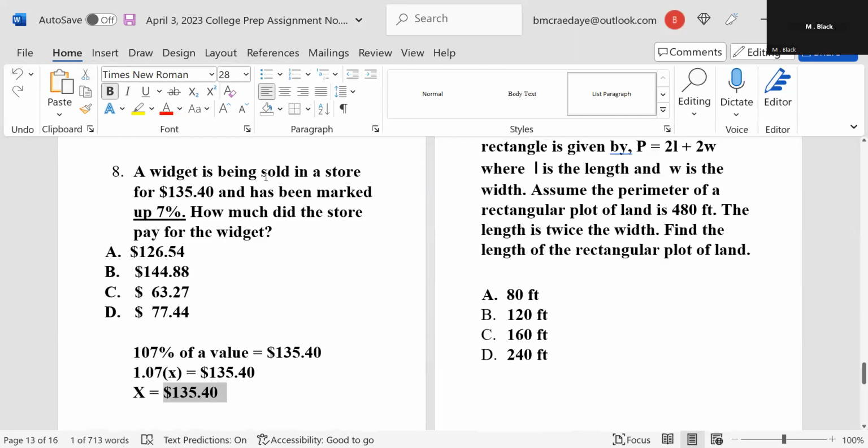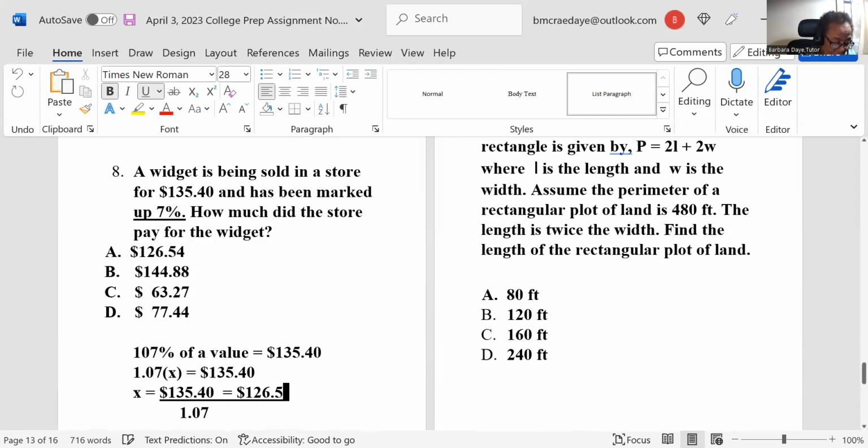Well, what do you divide? You divide 135.40 by 1.07. You put your dividend, your numerator, first, and then divide it by your denominator. You get 126.54. That's your answer. I multiplied it instead, that's why I got it wrong.